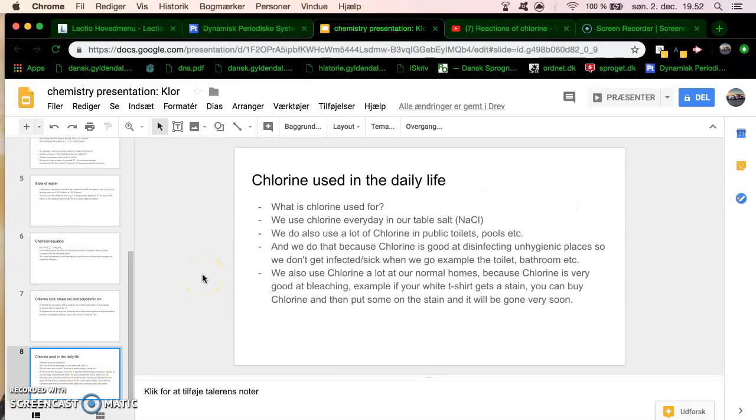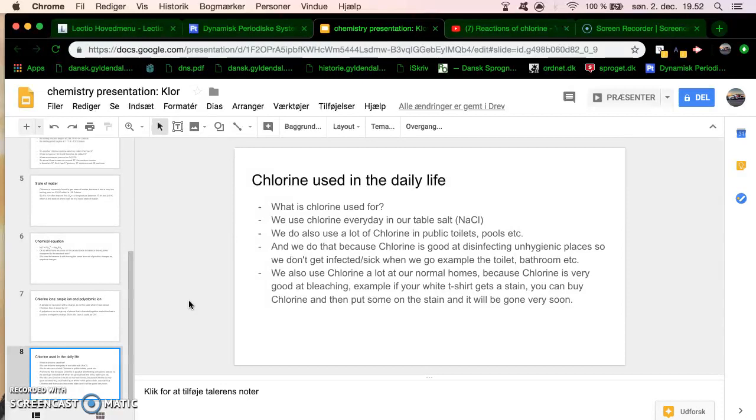Chlorine used in daily life. What is chlorine used for? We use chlorine every day in our table salt. We do also use a lot of chlorine in public toilets and pools. We do that because chlorine is good at disinfecting unhygienic places, so we don't get infected when we go to the toilet or bathroom.